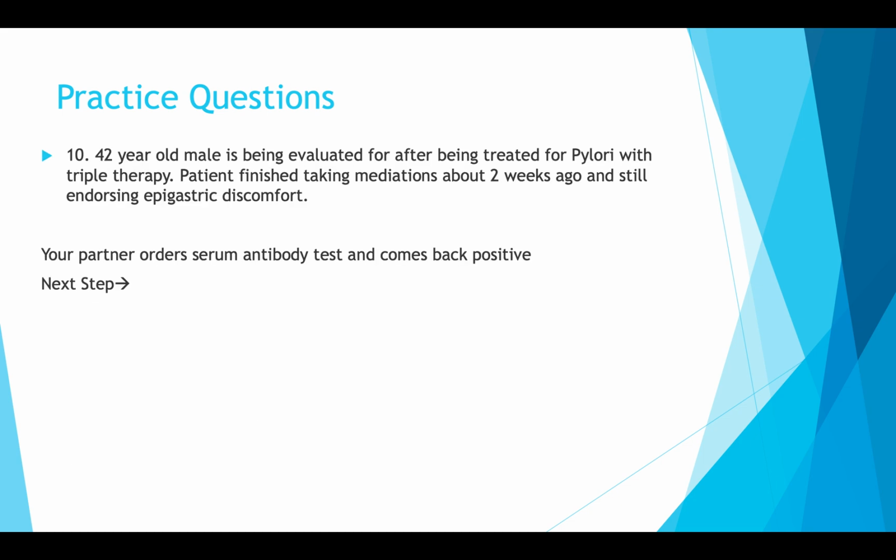Next question, we have a 42-year-old male being evaluated after being treated for H. pylori with a triple therapy. Patient finished taking medications about 2 weeks ago, and so he's off PPI and still endorsing epigastric discomfort. This patient was seen by your partner maybe 1 week ago, and the partner ordered serum antibody testing and it came back positive. So what to do? It's useless, right? Obviously that's a useless test if you're trying to follow up with the patient, especially in this case. This is absolutely useless.